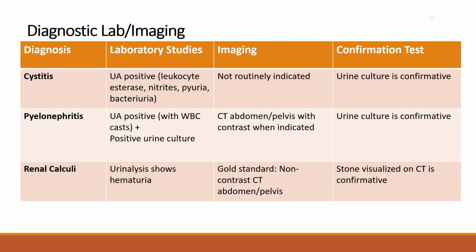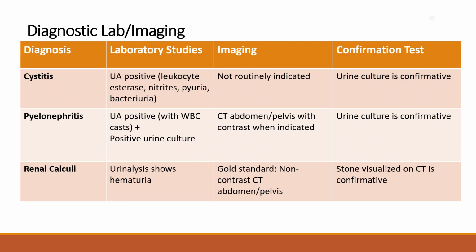Urinalysis, or UA, is an important initial diagnostic test for all three conditions. For cystitis, UA commonly shows pyuria, bacteriuria, positive leukocyte esterase, and positive nitrites. In some women with classic symptoms such as dysuria and urinary frequency without vaginal symptoms, the diagnosis may even be made based on symptoms alone.